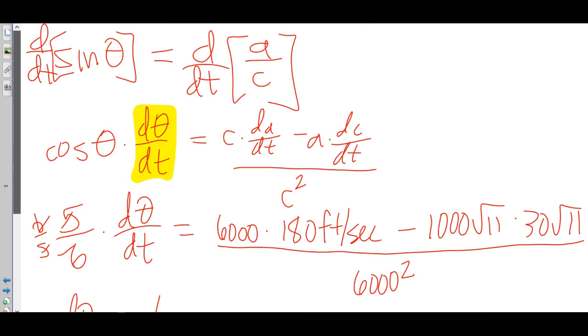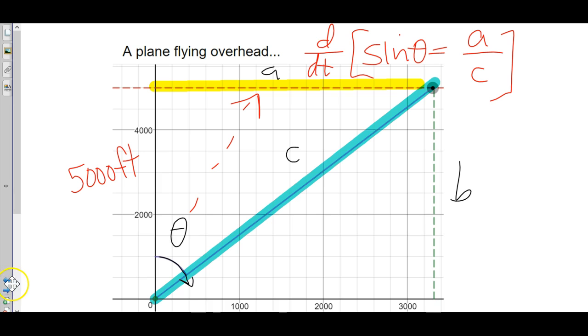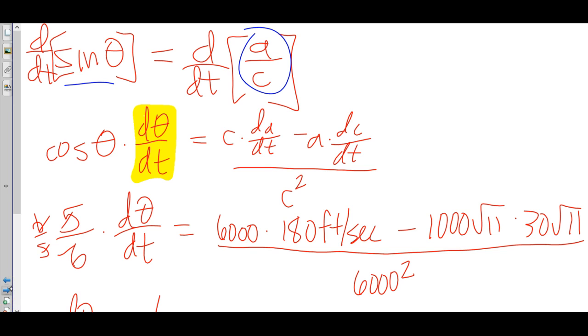But that's what you have to do in a problem like this. You have to set up the trigonometric function, depending upon what the picture looks like. So opposite over hypotenuse, so I set up sine, and then take the derivative with respect to time. The derivative of sine is cosine, quotient rule on the right hand side, and then just start plugging in your numbers and know what to isolate in a problem like this.